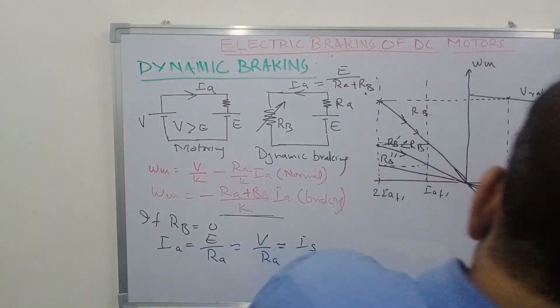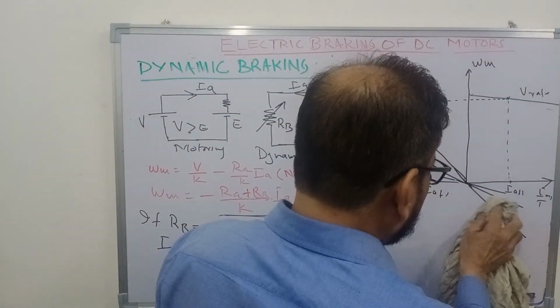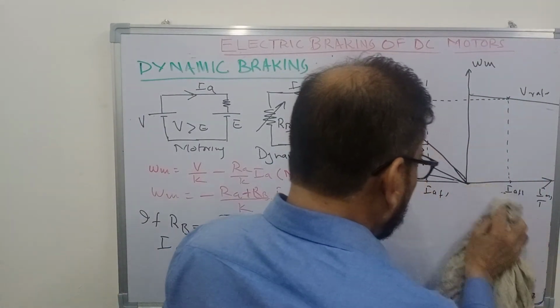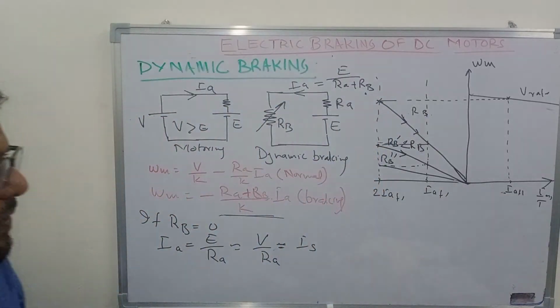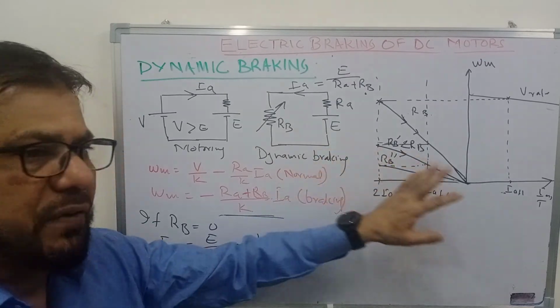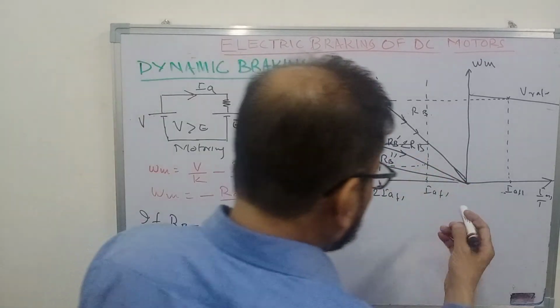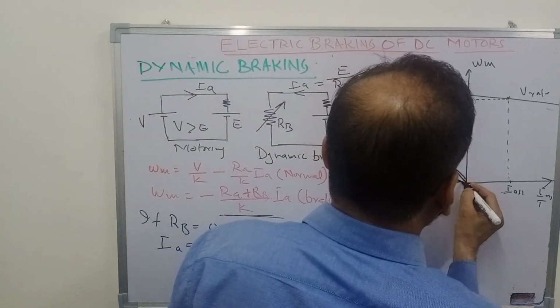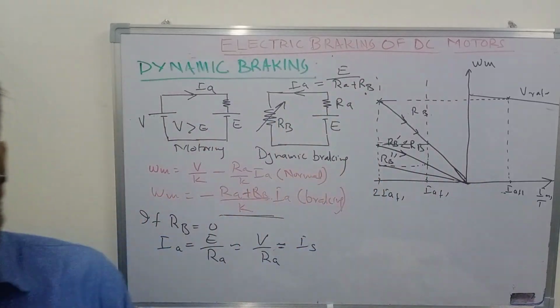So this negative torque will not be there, because as the motor speed becomes equal to 0, then E will also be equal to 0 and no current will flow. So this is the case of what is known as dynamic braking.